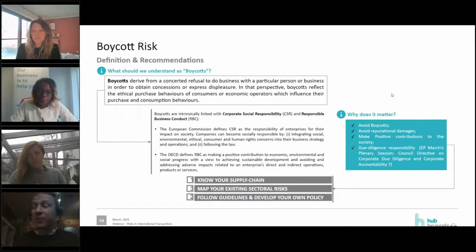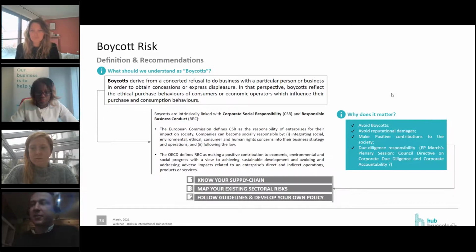Regarding responsible business conduct, this definition comes from the OECD and not from the European Commission. The latter defined RBC as making a positive contribution to economic, environmental, and social progress with a view to achieve sustainable development and avoiding and addressing the adverse impacts related to a company's direct and indirect operations, products, or services.